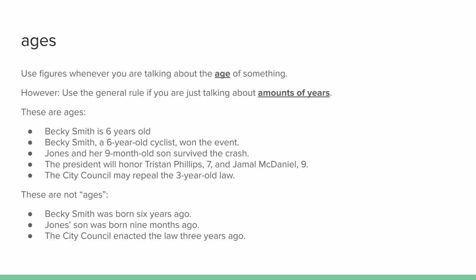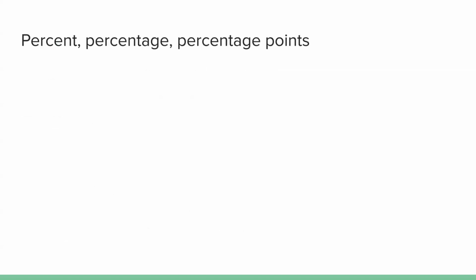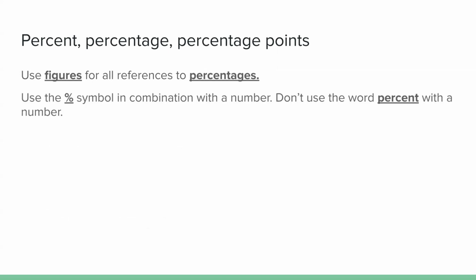I didn't give you any examples about 10 or 15 because the general rule applies to those. I mean, it's the same. It's figures for anything 10 and above as well. Okay, percents, percentage points. Use figures for all references to percentages, okay? So again, same idea as with ages. It's just the general rule doesn't apply. Use figures for everything.